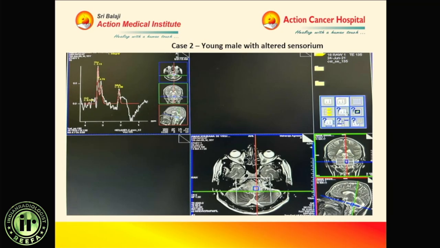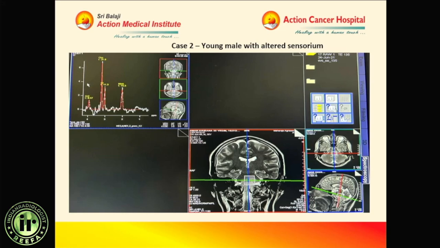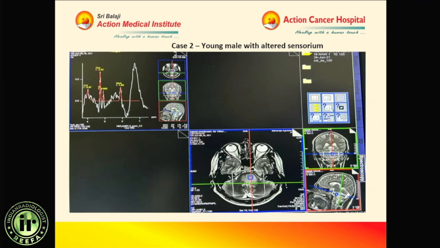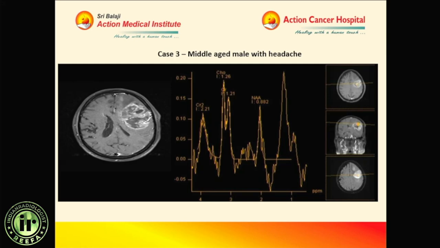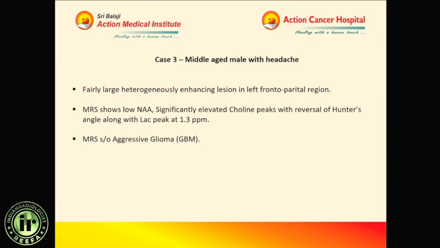Another case, a young male with altered sensorium. We can see a hyperintense area in the pons. Now the pons, as it is, has very high choline levels, so look at where the choline levels are going, so high. In another area, a lipid lactate peak has appeared, and this is a typical pontine glioma. Similarly, a heterogeneous, dirty looking lesion, we all know what it is. What is important is a lipid lactate peak along with a high choline peak and an MI peak. So this is a highly aggressive lesion, an aggressive GBM.